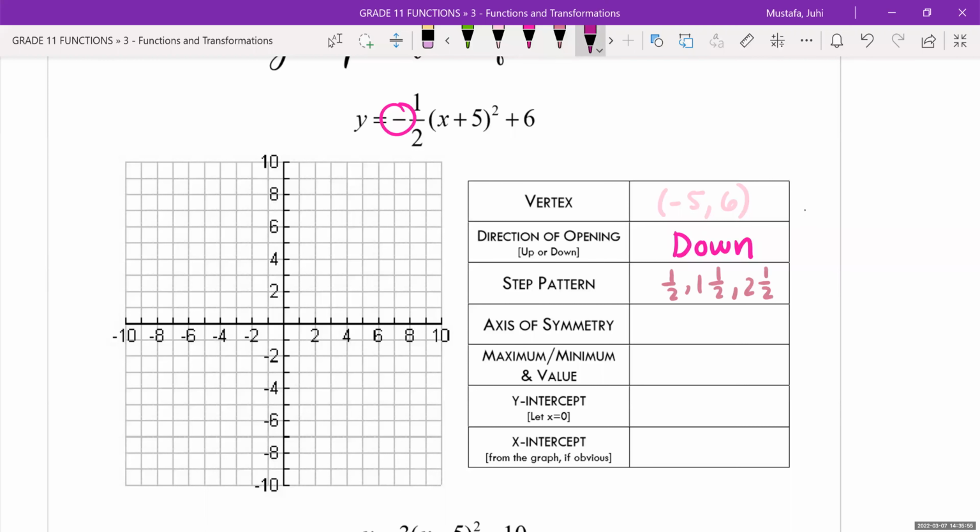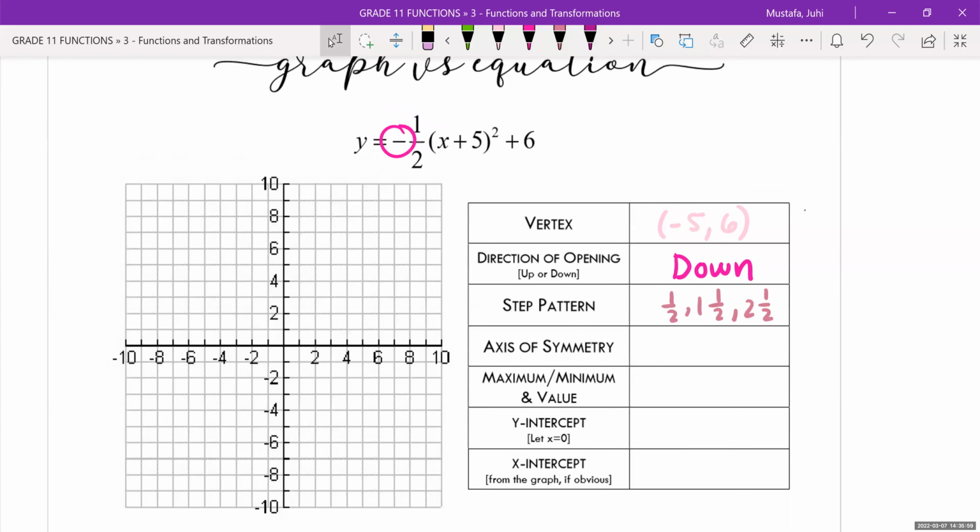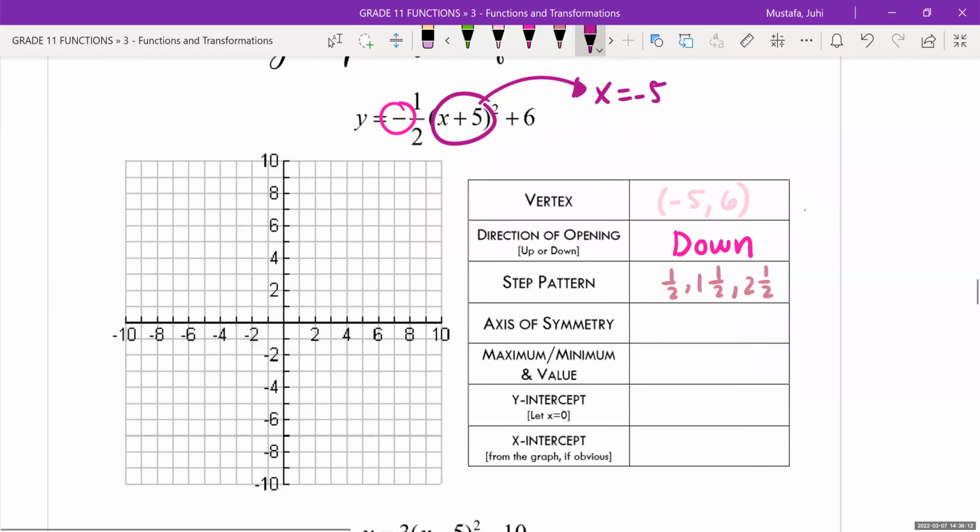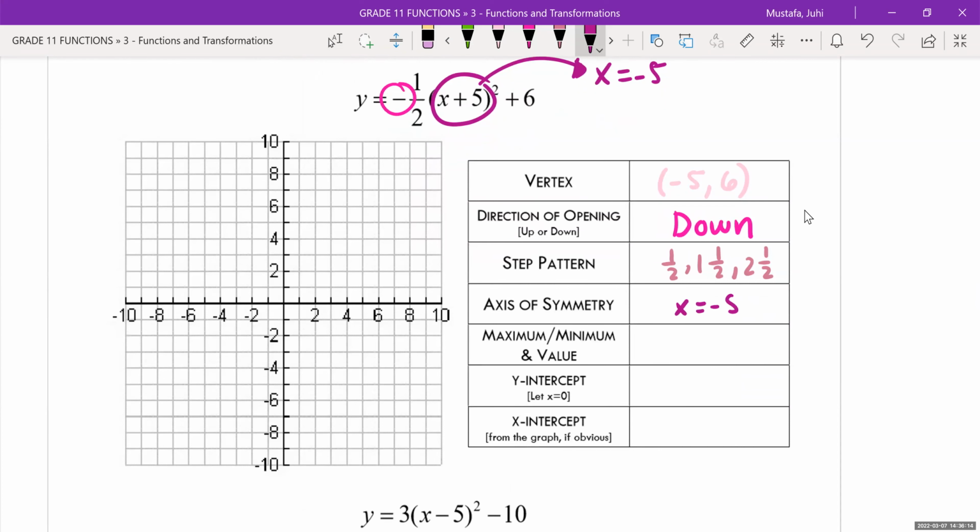Axis of symmetry. So we just showed it in that example, but what's a quick way to figure out the axis of symmetry? Noel? Yes, exactly. So you're going to take whatever is inside the bracket and just take the opposite. So it would be x is equal to -5. If it was a negative number, it would just be the positive. So it'd be x is equal to -5.